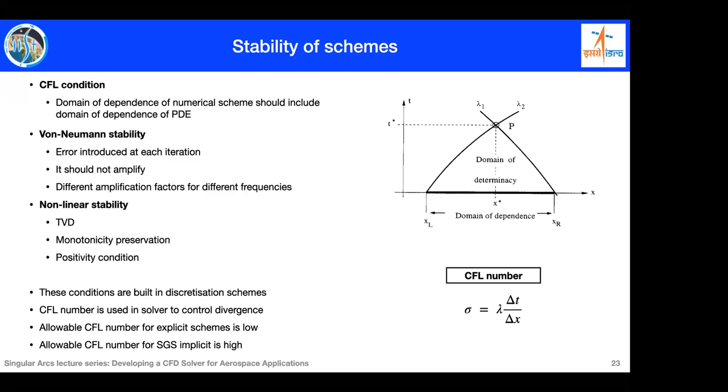Aditya, can I ask this? Does this CFL criterion hold for equations which are not hyperbolic also? These are for hyperbolic only. Mainly this is given for hyperbolic equations only, for wave type equations, because then we have real characteristics. So this CFL criterion is mainly for hyperbolic only.